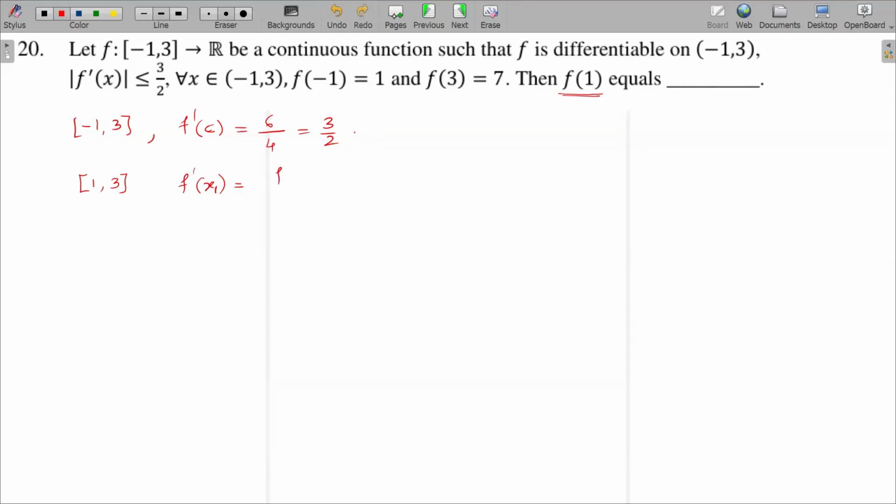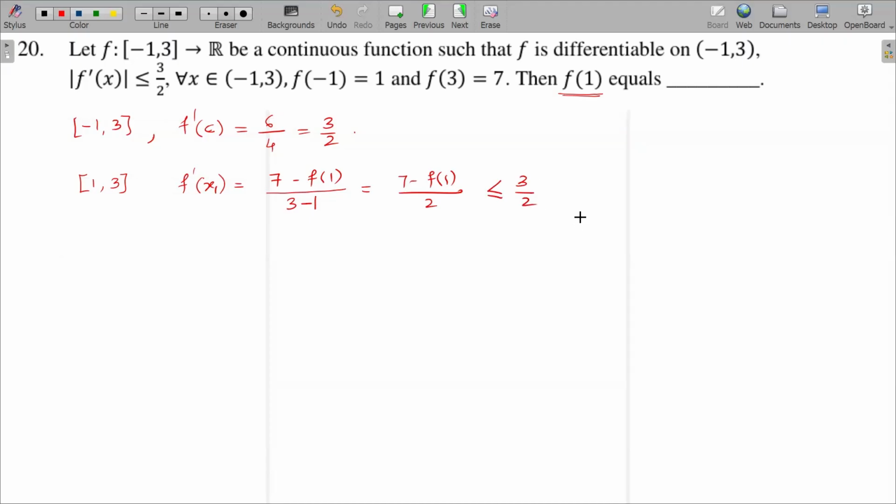So I write directly 7 minus f of 1 as it is, upon 3 minus 1, isn't it? So 7 minus f of 1 by 2. Now what to do? But this, sorry, is f dash, again less than or equal to 3 by 2.